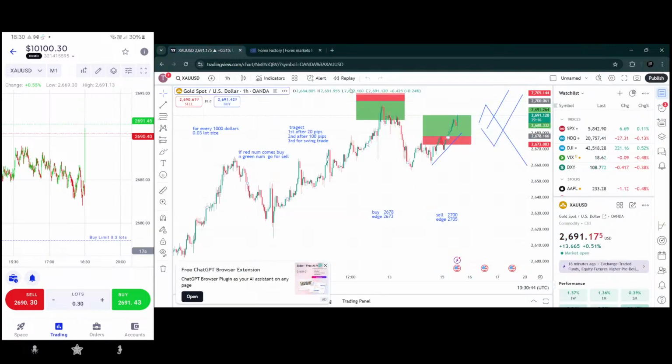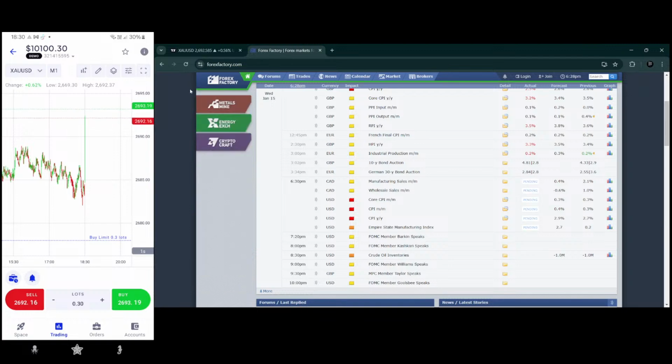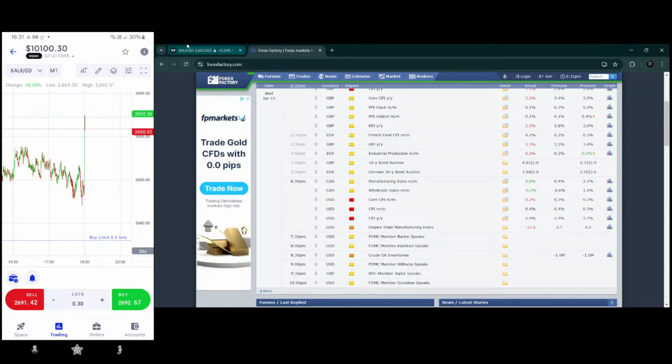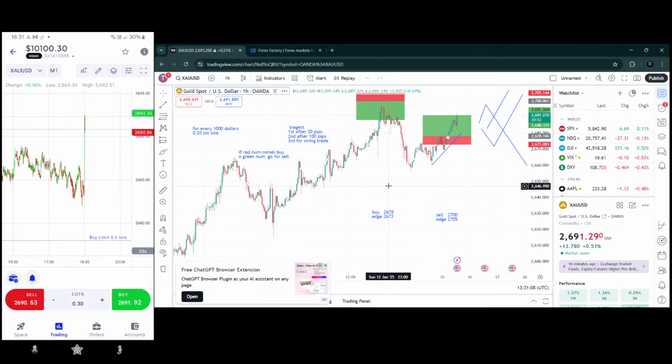So the news came. Our entry is not in the market today, and the market is moving only in the up direction. So the news is mixed. We'll wait for 2700.